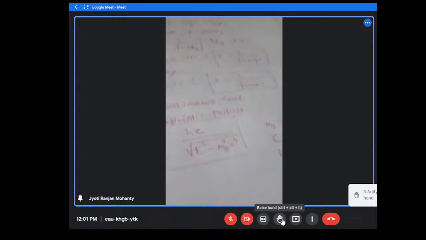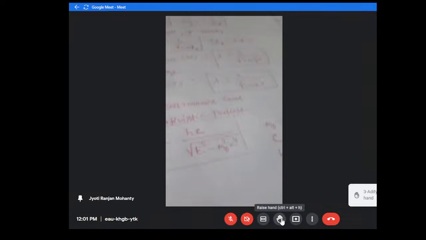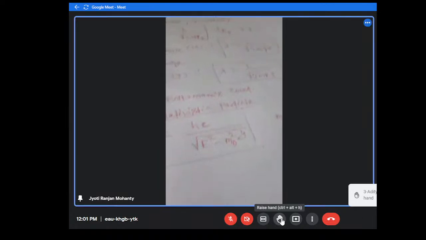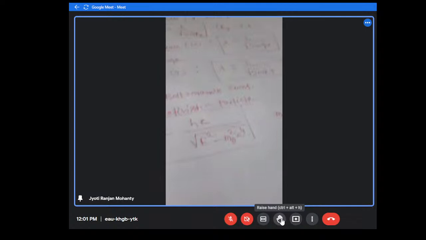Suppose the mass of the particle and the potential difference, all three are given. So which formula will be applicable? Subhalakshmi. Lambda is h by root over 2m qV. Are you listening? Yes, sir. Okay, very good. So lambda is equal to h divided by root over 2 into m into q into potential difference.